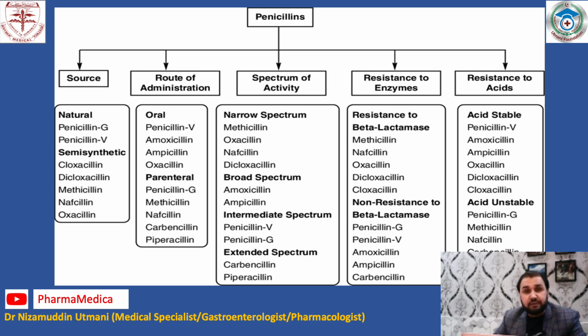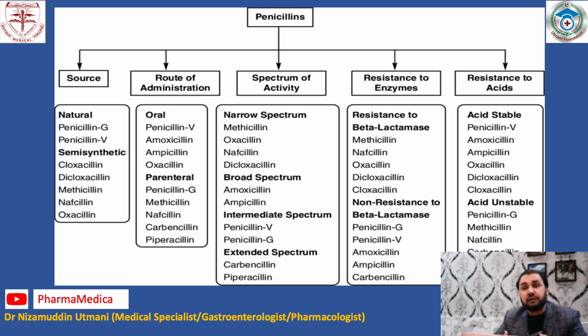And the other group is the extended spectrum. In the extended spectrum, we have the aminopenicillins, in which the most important drug is amoxicillin, which is present in Amoxil and Augmentin, and we are using it for so many conditions. We are using it even in H. pylori infection, upper respiratory, lower respiratory, genitourinary infection, skin infection. We are using it for so many conditions.